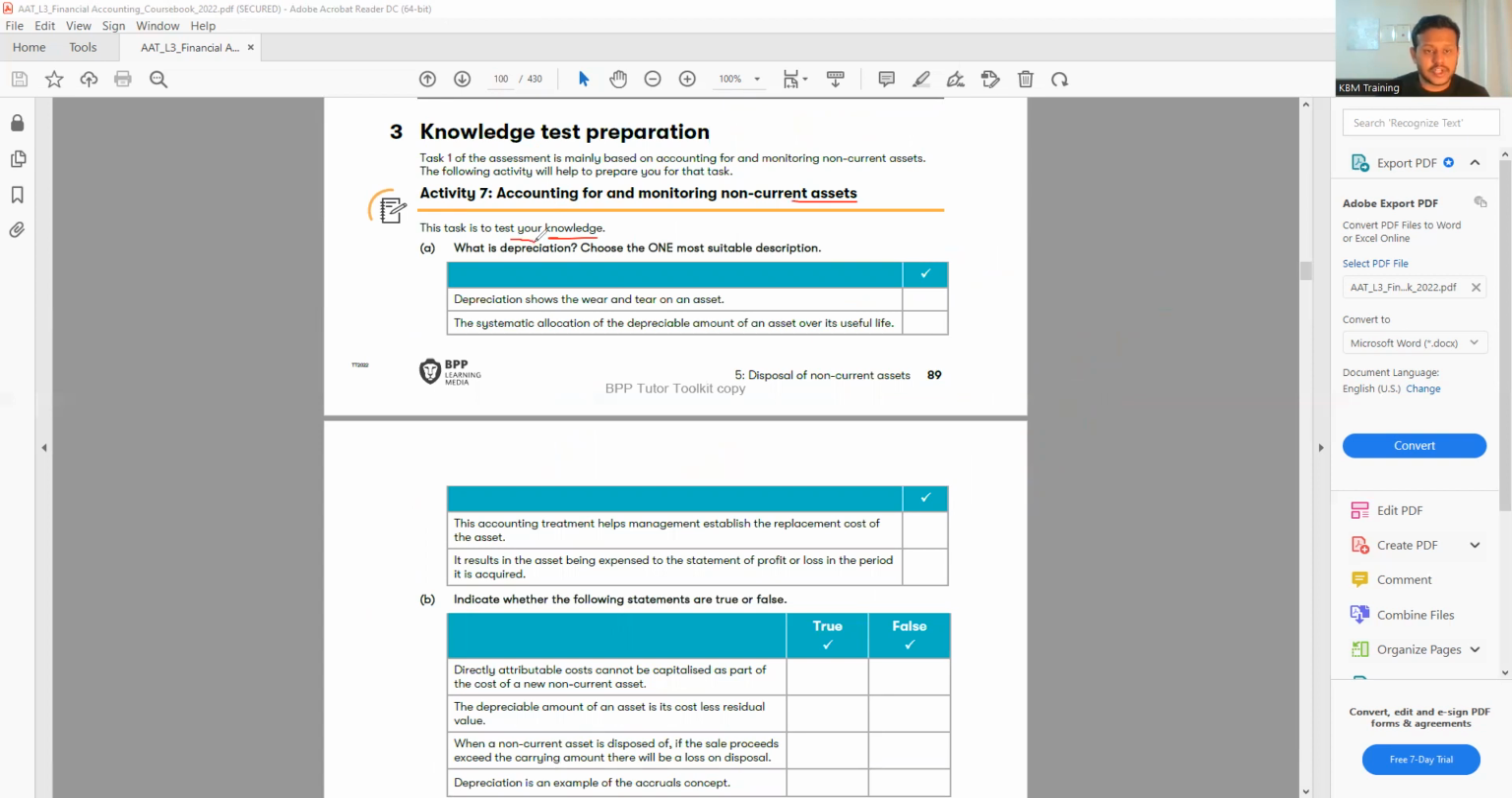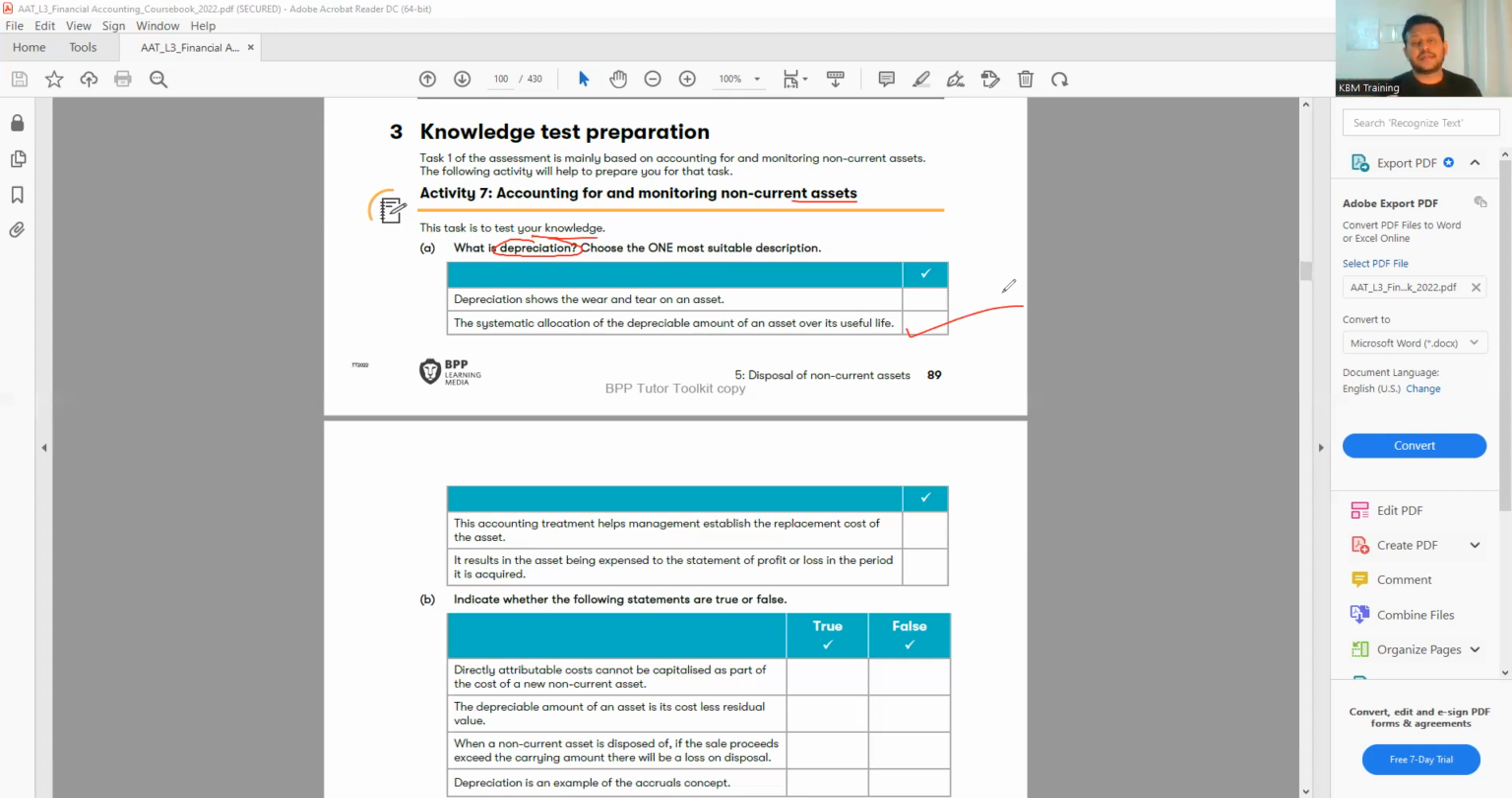So they're asking for the definition. What is depreciation? Depreciation shows the wear and tear of the asset? No, it is not. The answer is: the systematic allocation of the depreciable amount over its useful life. So depreciation is basically the reduction of the value of the non-current asset.